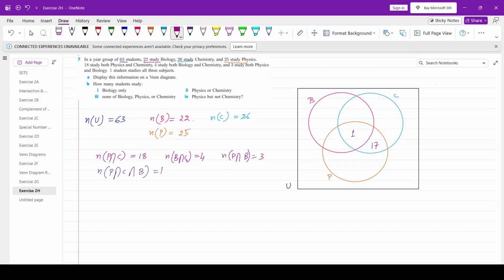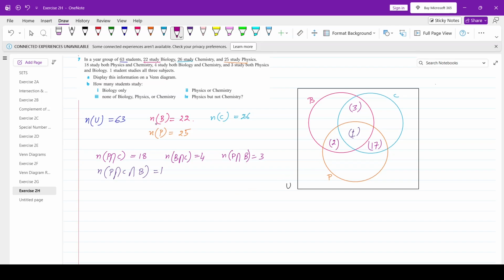Biology intersection chemistry has 4 students. So biology intersection chemistry is this part, and it has 4 students, out of which 1 we have already considered. Therefore, 3 will come over here. Physics intersection biology has 3 students. Therefore, this region has 3 students, out of which 1 we have already written. Therefore, this region will have only 2 students.